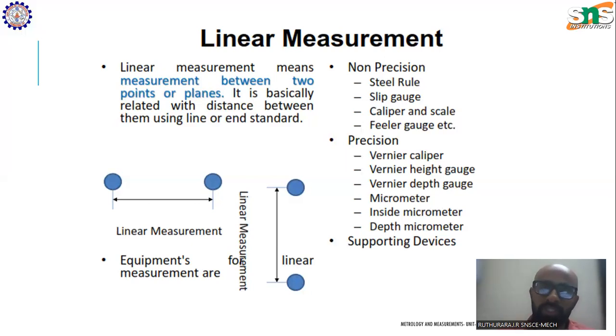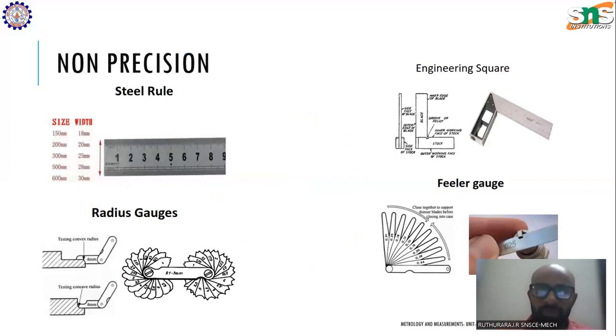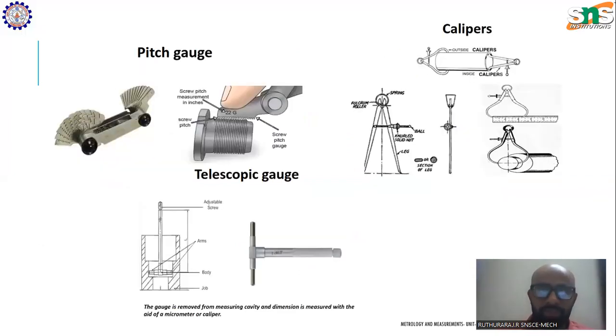It does not mean that non-precision instruments will give you an error reading or wrong reading. It's not like that. Precision instruments will give you a more accurate value in terms of decimal places. For example, the least possible value measurable by your scale is 1 millimeter. But if you need a value more accurate than a millimeter, then you have to go for a precision instrument. That's the reason why we go for precision instruments. This image shows some of the precision and non-precision instruments.